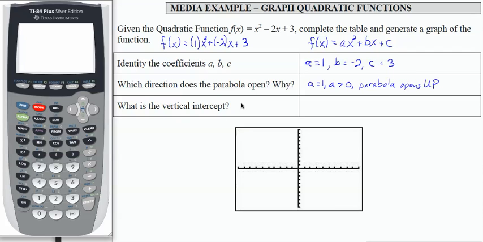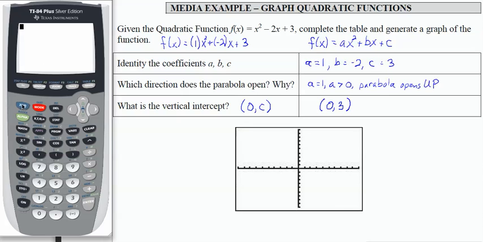To find the vertical intercept, we want to identify the ordered pair 0, c. When the input is 0 in a quadratic function, the output is c. We know what our value is for c, and so our vertical intercept for this particular function is 0, 3.